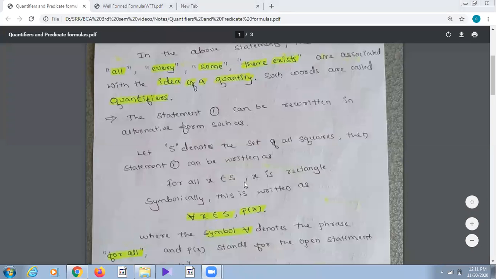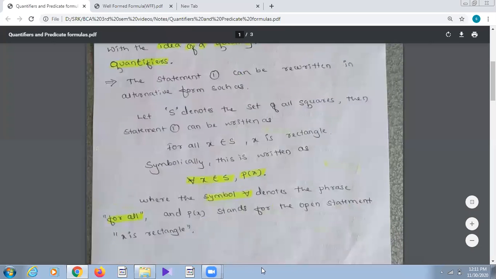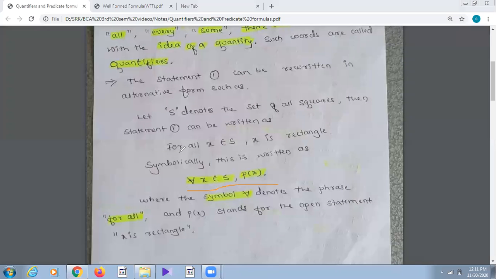For all x belongs to S, x is a rectangle. Here this is the statement. The first statement, all squares are rectangles, can be written symbolically. So symbolically we write: for all x belongs to S, comma, x is a rectangle. Here S denotes the set of all squares. So all squares are rectangles.